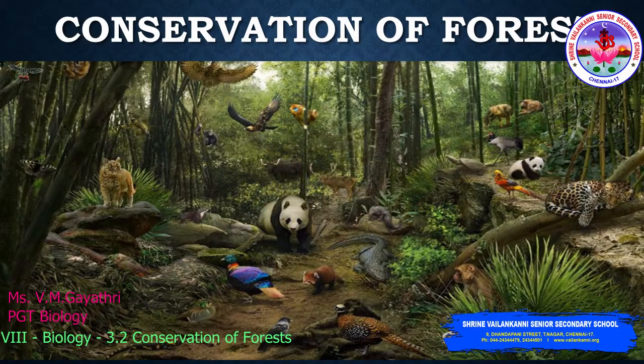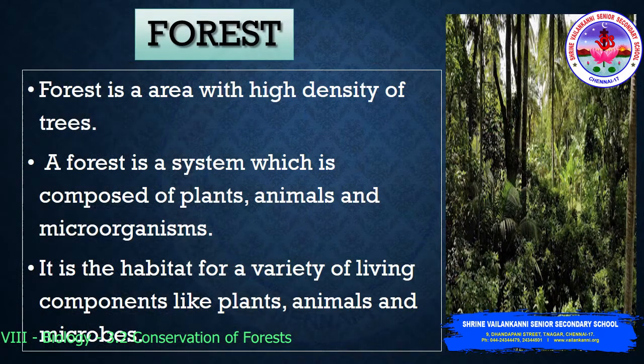Good morning, students. In the chapter Conservation of Plants and Animals, the next topic that we will be learning today is conservation of forest. So, what is a forest? Forest is an area with high density of trees. A forest is a system which is composed of plants, animals, and microorganisms. It is the habitat for a variety of living components such as plants, animals, and microbes.